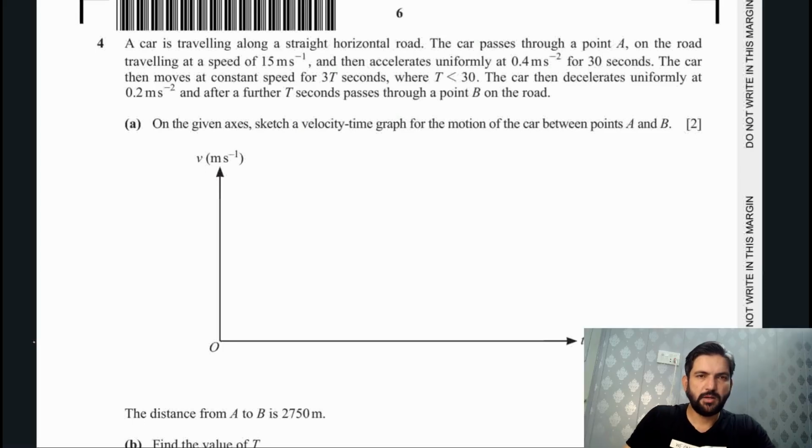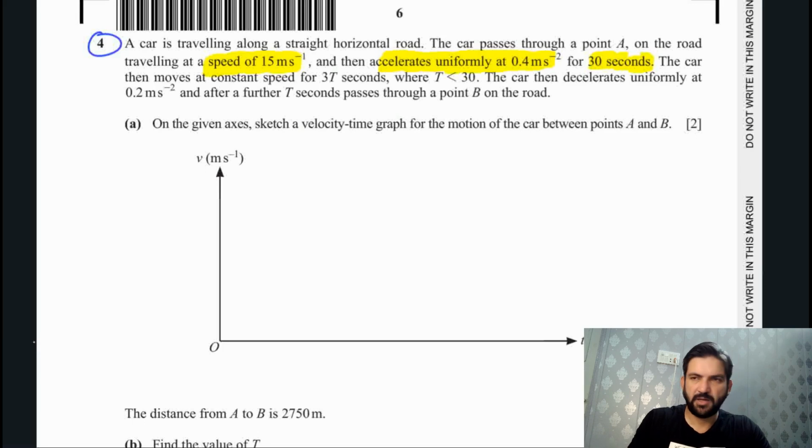Let's move to question number 4. A car is traveling along a straight horizontal road. The car passes through a point A on the road traveling at a speed of 15 meters per second and then accelerates uniformly at 0.4 meters per second squared for 30 seconds.